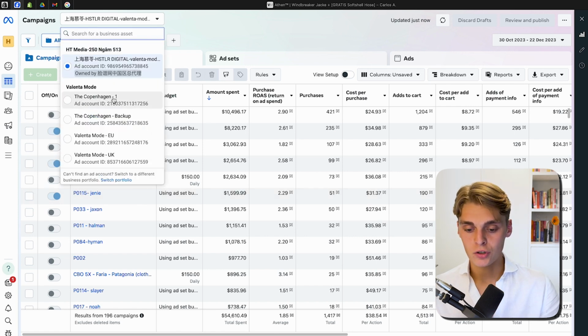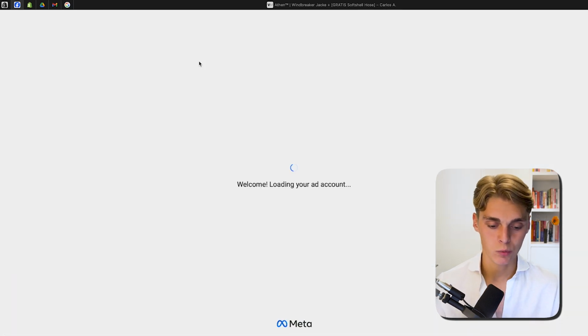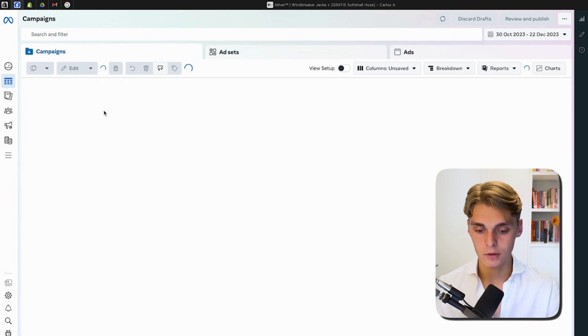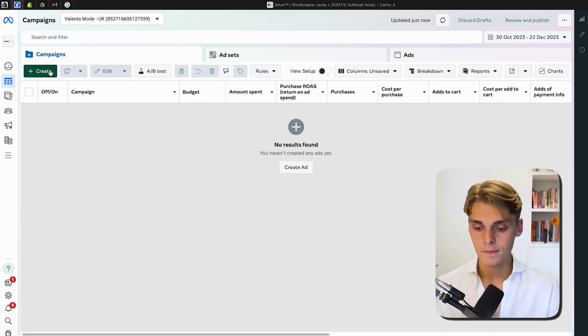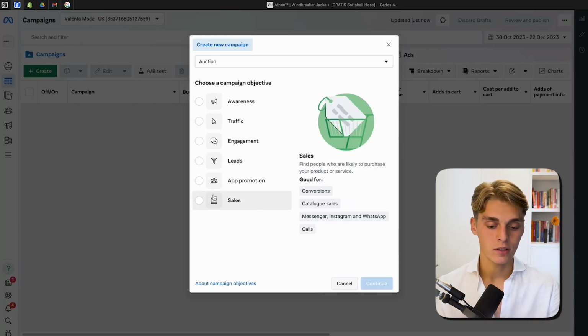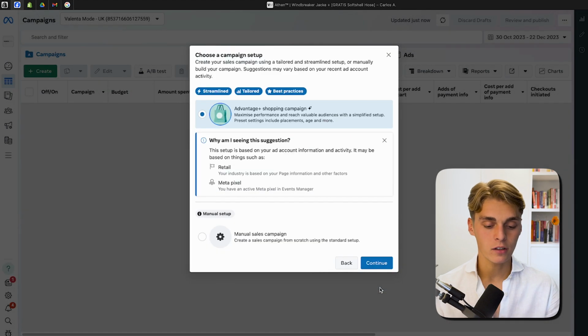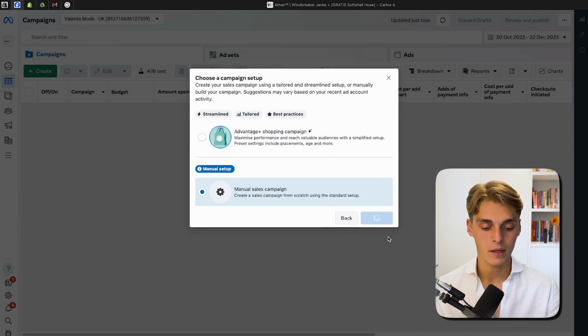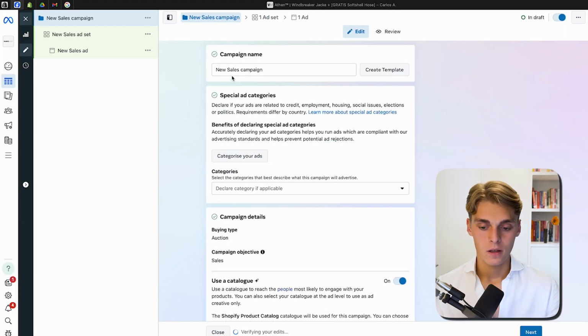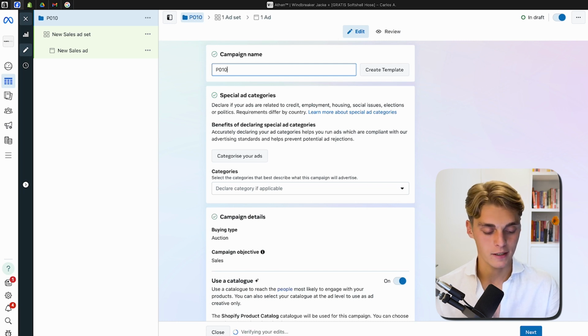So if I open up a new account like this one, this ad account with potentially no campaigns in here, what I would do is create an account. Next, we click on sales. Then we click on continue and we click on manual sales campaign. Then in here, you can name the product how you want. So for example, in my case, I always use P numbers. So let's say P010, the 10th product that I test.